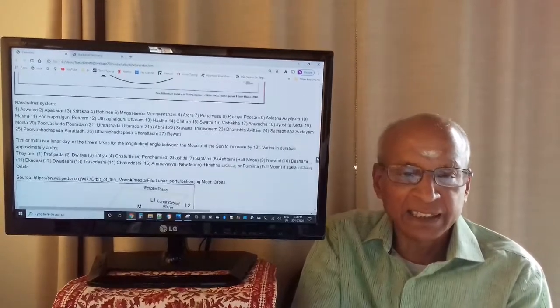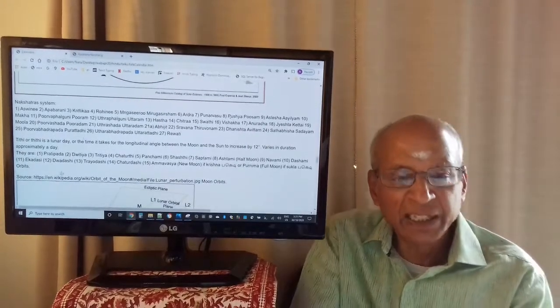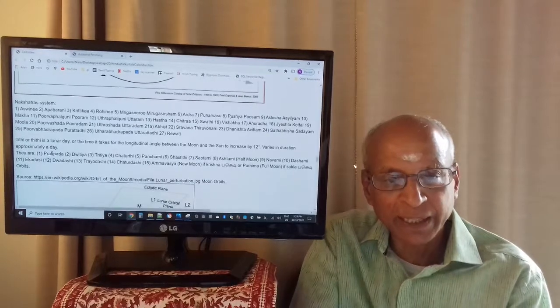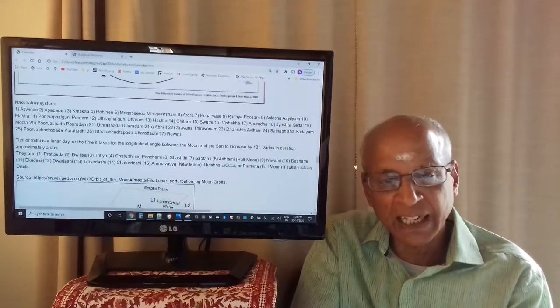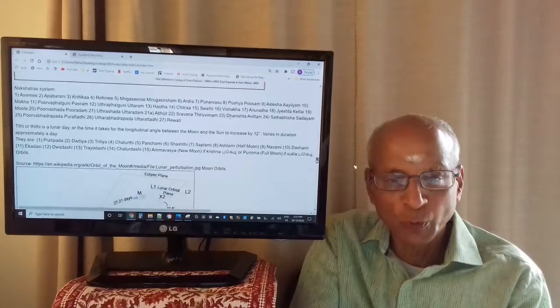So this is the Nakshatra system, like Ashwini, Bharani. Then the Tithi is a date, like Pratipata, first day, second day, Dvitiya, from the new moon to full moon.